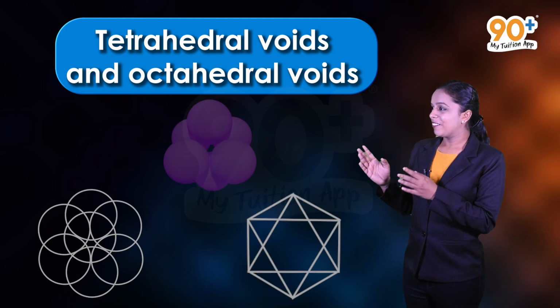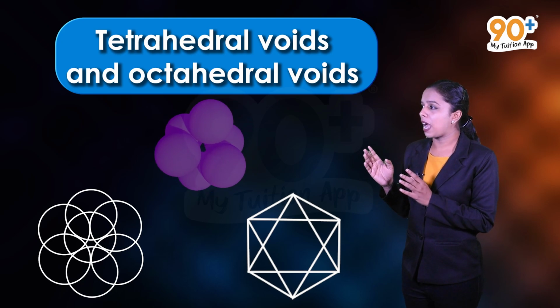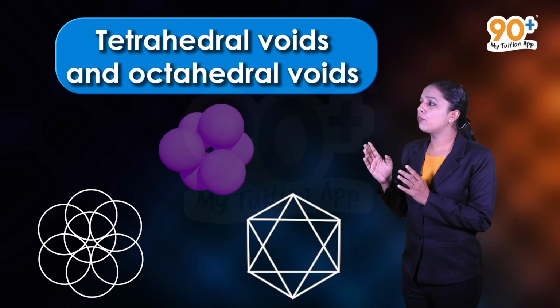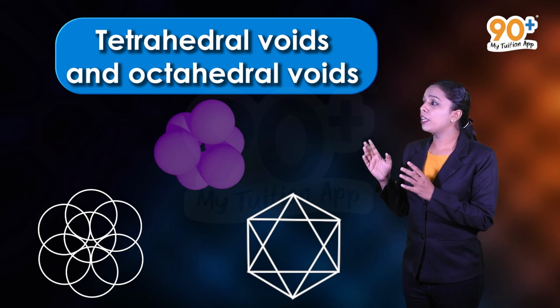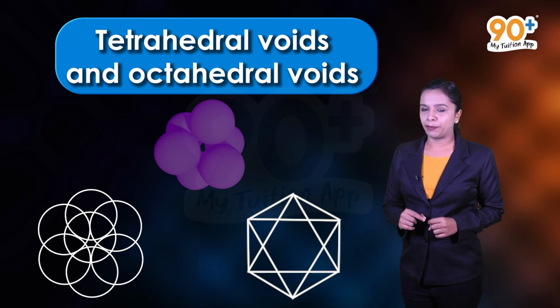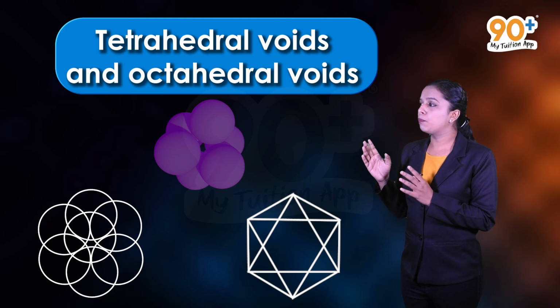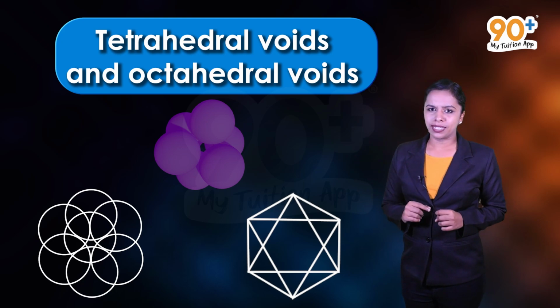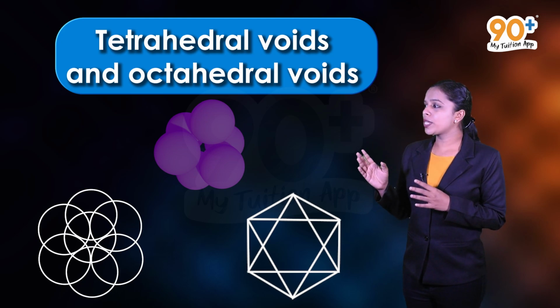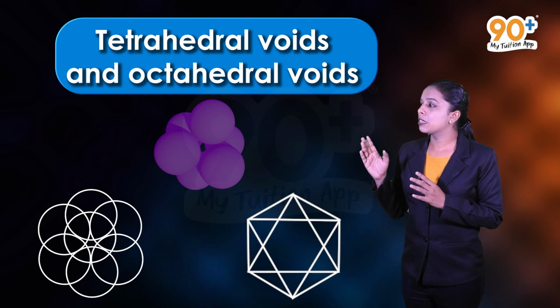Then what about the octahedral voids? We observe that the triangular voids in the second layer are above the triangular voids in the first layer, such that the triangular voids do not overlap. One of them has the apex of the triangle pointing upwards and the other downwards. Such voids are called octahedral voids and they are surrounded by 6 spheres.